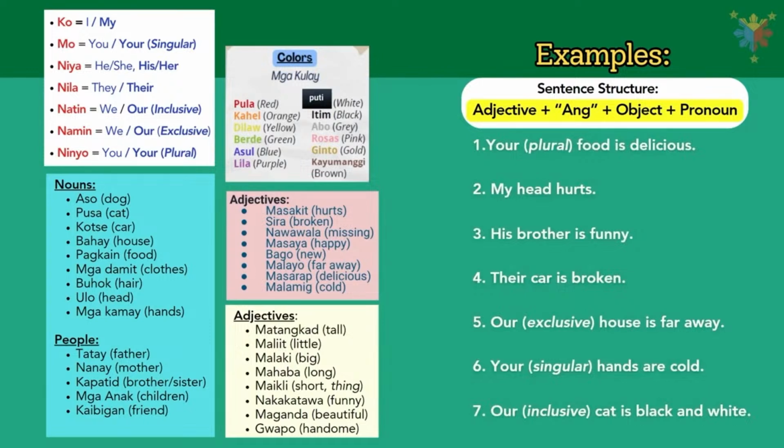Number 1, your, plural, food is delicious. Let's do this one together. So the adjective comes first. Take a look at the sentence structure. Adjective comes first, so it would be masarap. It's right over here in this pink box. Masarap means delicious. Then it's the word ang. Then it's the object, food, which is here in the noun section, pagkain. And then it's the pronoun, ninyo, plural. Your food is delicious. Masarap ang pagkain ninyo. So do you see how we just plugged everything into the sentence structure here?